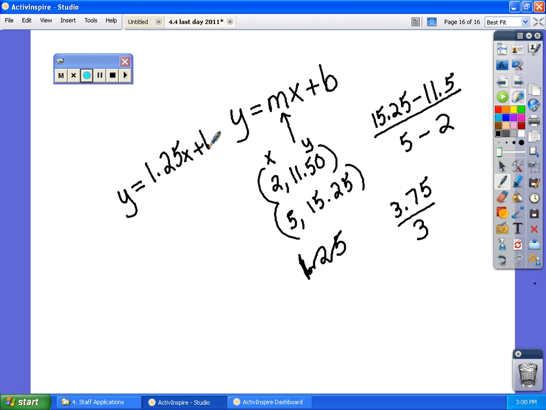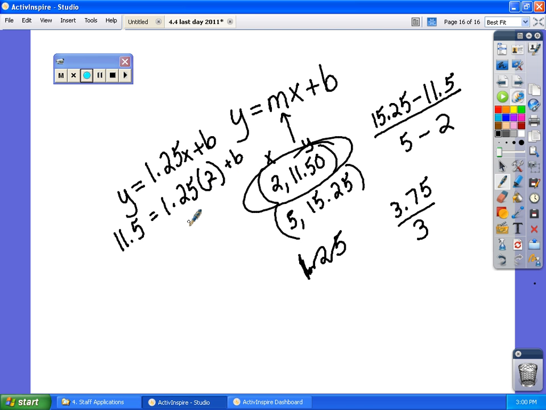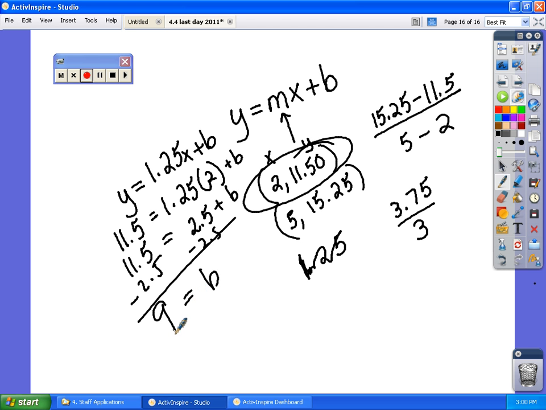1.25x plus b. And then what I'm going to do is, since we have 2 separate points, I only need one of them. I'm going to plug in the point I know with the slope I know, and I'm going to solve for b. So 1.25 times 2 is 2.5, 2 and 5 tenths. And then when I subtract 2 and 5 tenths from both sides, I end up with b equals 9. So there's my equation. y equals 1 and 25 hundredths x plus 9.